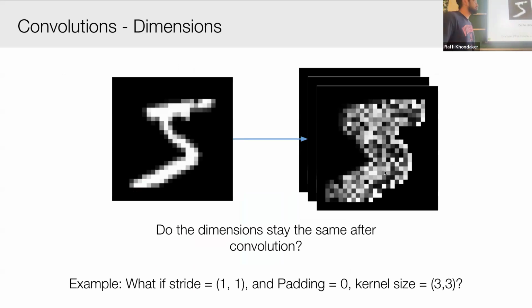Do you think the dimensions stay the same after you do a convolution? In this example, let's say your stride is 1 by 1, but you have no padding and a kernel size of 3 by 3. Do you think the dimensions stay the same after convolution? Any guesses? Smaller, yeah. Maybe not, because you might lose some data due to the kernel, and you get different values. Yeah, so you think it might get a little bit smaller?